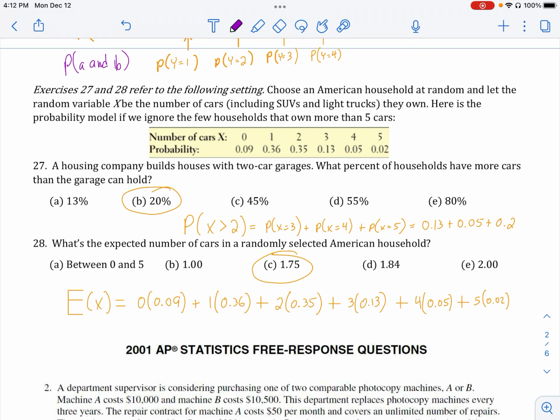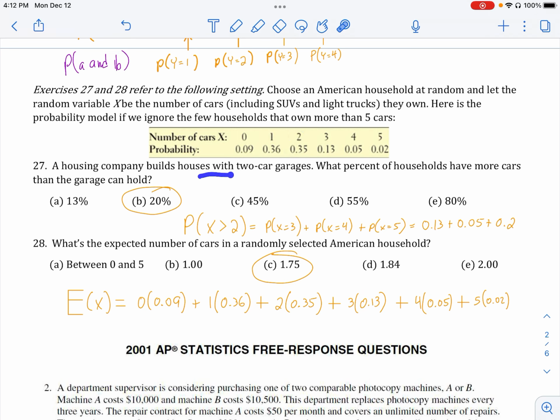Next, this is the number of cars that are in a household. You can see the most common answer is 1 car at 36%. 35% of homes had 2 cars.